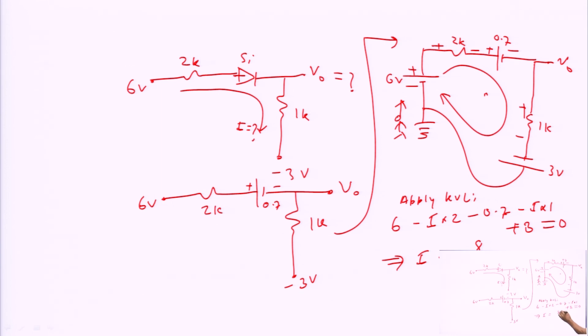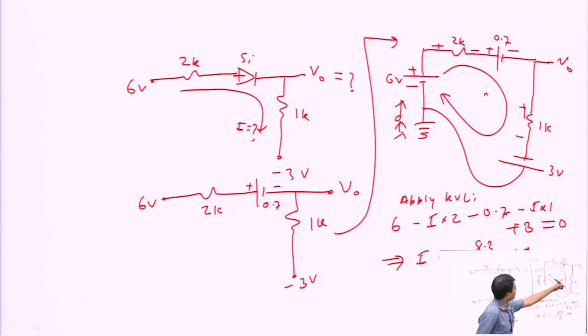8.3 upon 3 milliampere. So, this is the value of current I, 8.3 upon 3. Now, how will we calculate the V naught?